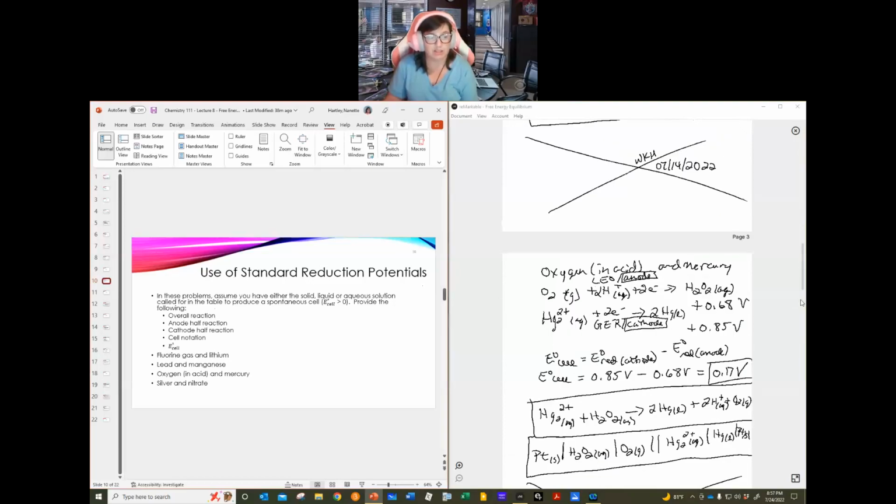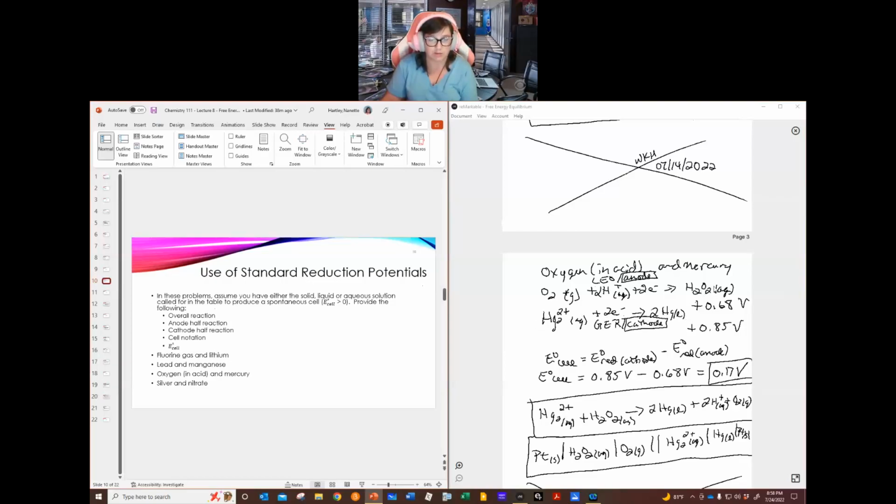So now let's look at oxygen in acid and mercury. Oxygen, O2 gas plus 2H+ plus 2e- goes to H2O2. That's a positive 0.68 volts as written in the table. Hg2 2+ plus 2e- goes to 2Hg liquid is plus 0.85 volts. Since this is the bigger positive, this is going to stay a reduction. So it's going to be Hg2 2+ plus 2 electrons goes to 2Hg liquid. But the H2O2 is going to get reversed.